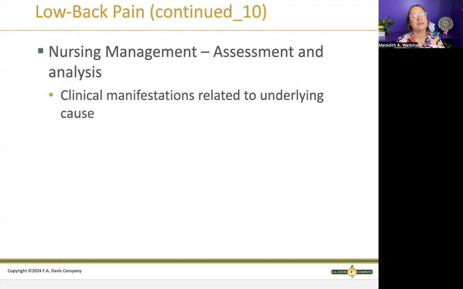All right, let's go through the nursing process as it relates to low back pain. The first step of nursing process is to assess and analyze. And so we are going to be looking for clinical manifestations related to underlying cause. Now, one thing you want to think about when you're talking about a patient with low back pain, what organ could be associated with our low back? If you said our kidneys, you'd be correct. And so you want to get a urine test on these patients because we want to rule out any kind of kidney pain, kidney injury, kidney infection that could be the root cause of the back pain.